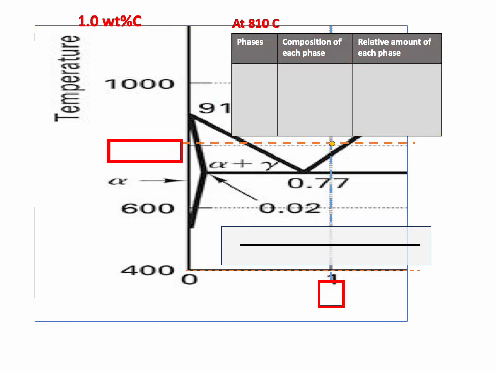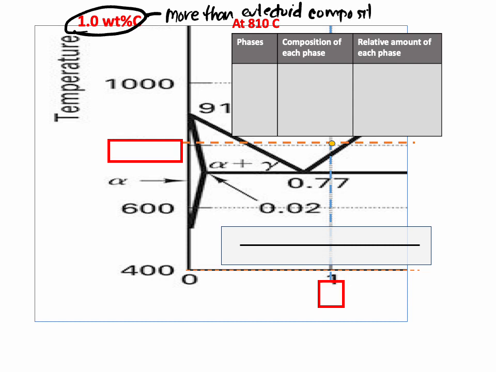All right, the last composition is the 1 weight percent carbon. And so this steel has more than the eutectoid composition. So this is a hypereutectoid steel. The others that had compositions less than 0.77, those are hypoeutectoid steels. All right, so we're looking at this at 1.0 weight percent carbon, something greater than 0.77. We're looking at 810 degrees C.